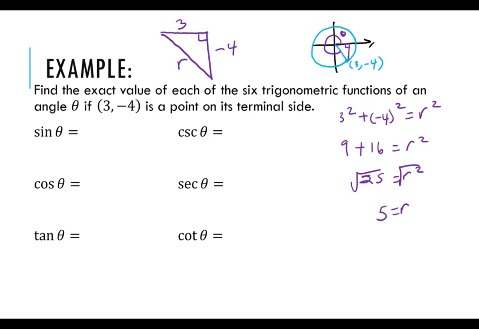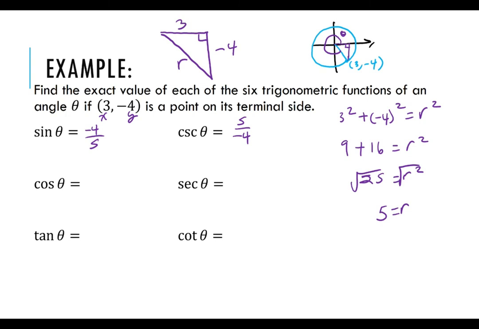Using the definitions of our generalization, sine of theta is going to be y divided by r. The ordered pair x, y was given to us, right? And we found the radius r, so y is -4, r is 5, so -4/5 is my sine of theta. Now, for free, you get the cosecant of theta because it's just the reciprocal, 5 over -4.